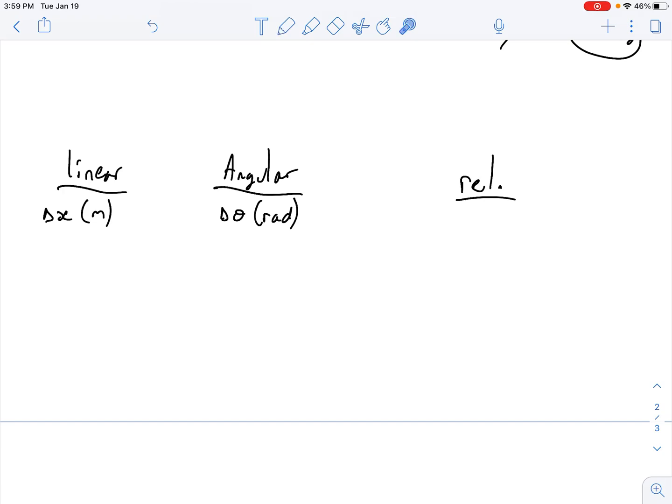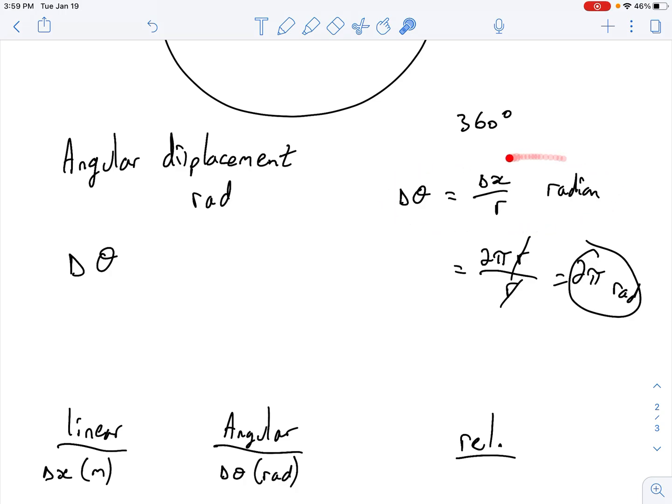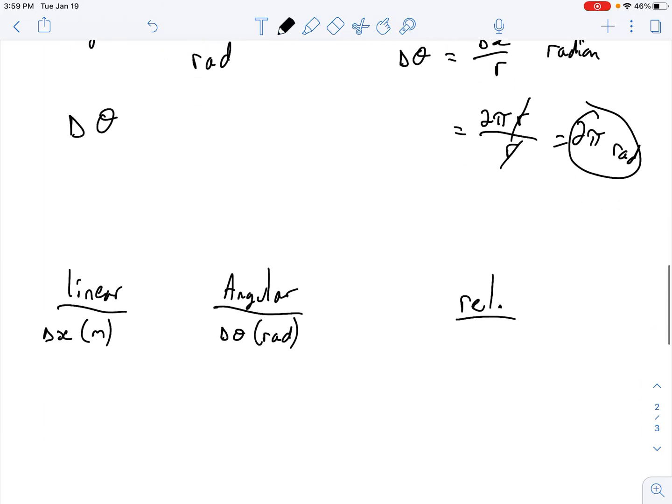And there has to be some sort of relationship between these two. And we can get that relationship by looking at the definition of the radian. The radian is defined as displacement over radius. So if I do a little bit of algebra, theta would equal regular displacement over radius. That means my regular displacement is equal to radius times theta. This gives me a perfectly good relationship between these two.